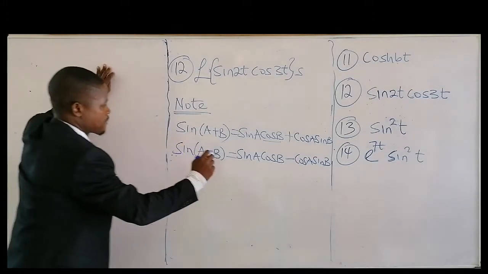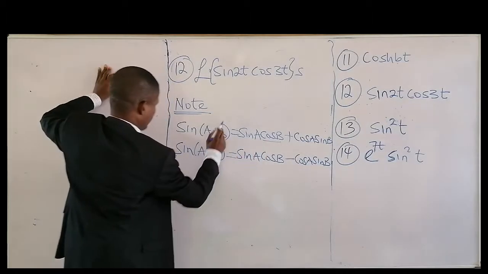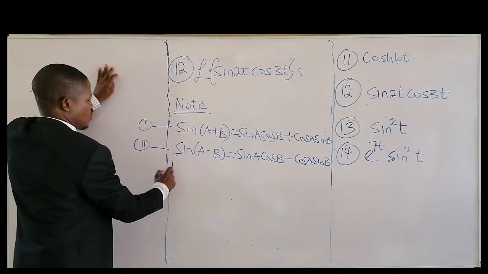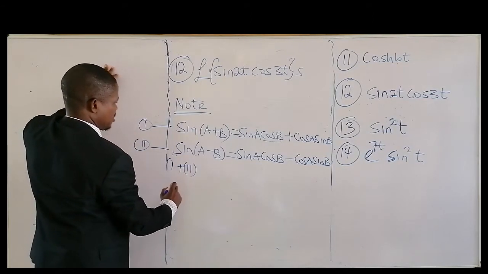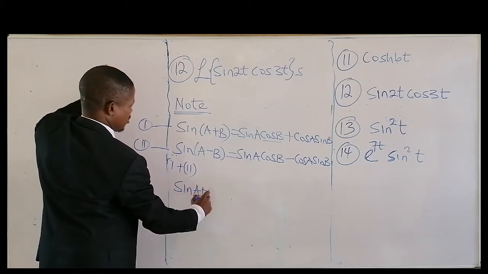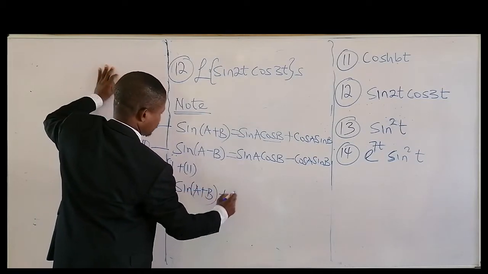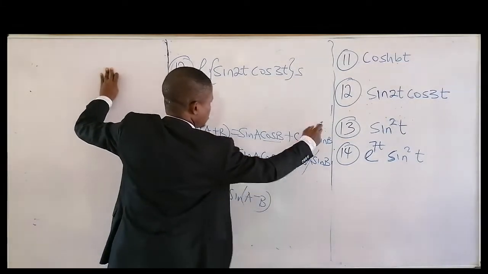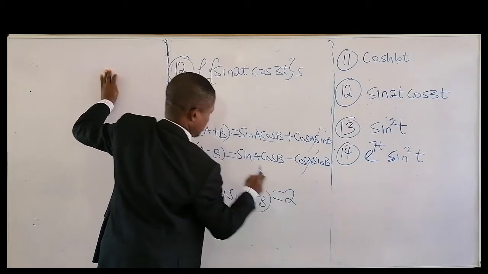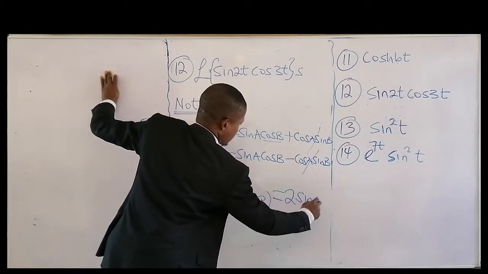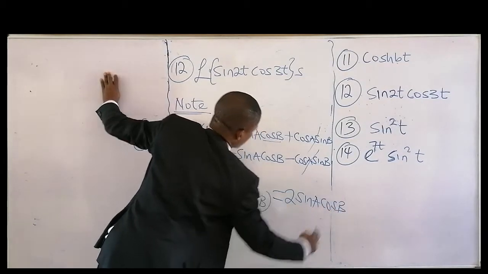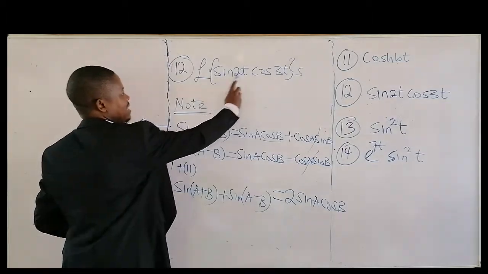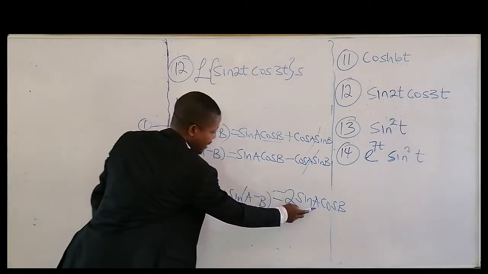So what we can do now is add these two equations together. We call this one 1, this one 2. So 1 plus 2, we have what? Sine a plus b plus sine a minus b. So this one we cancel. Then we have 2 what? This one plus this one, 2 sine a cos b. So if you check your formula, you realize that is a combination of sine and cosine.